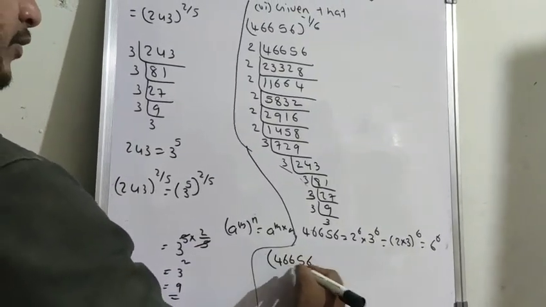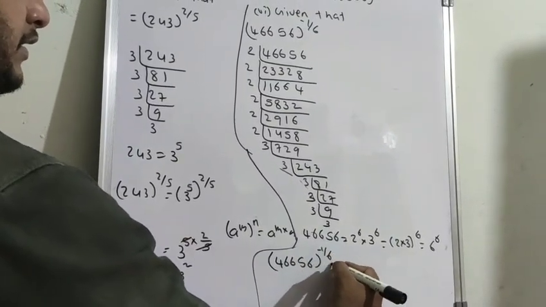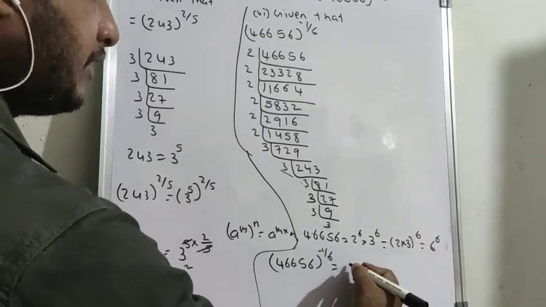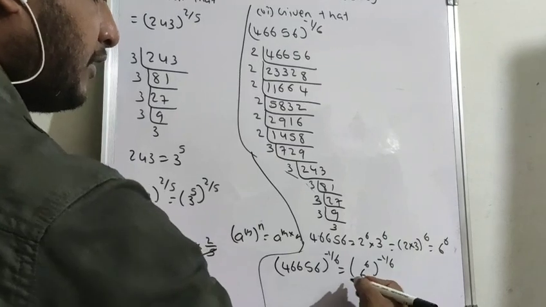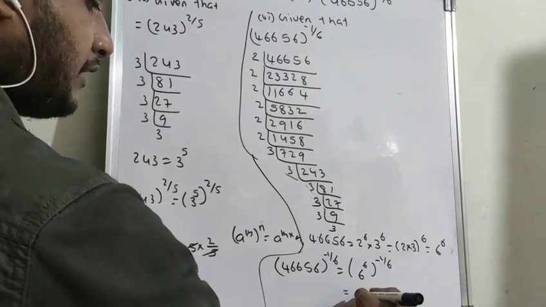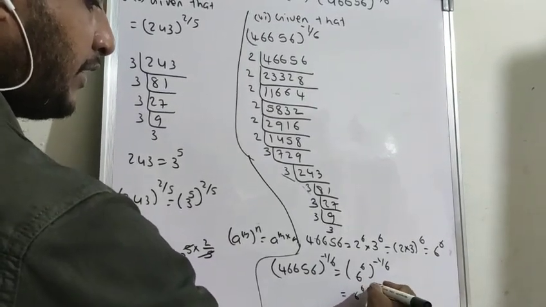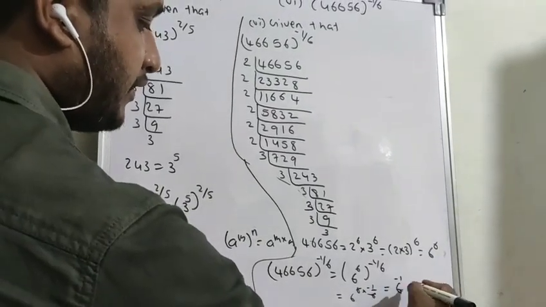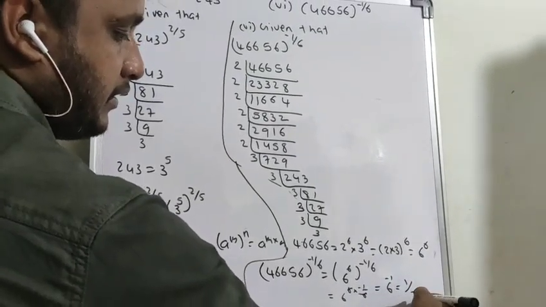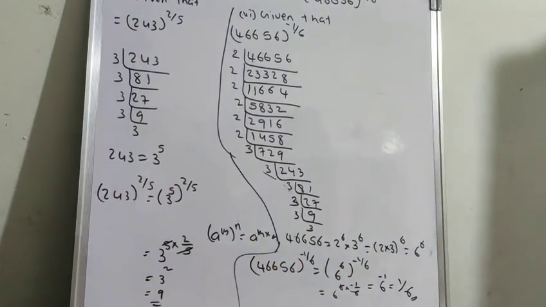46656 whole to the power of minus 1 by 6 is equal to, in the place of 46656, you can write (6 power 6) whole to the power of minus 1 by 6. So from this, 6 power 6 into minus 1 by 6, 6 gets cancelled. 6 to the power of minus 1 is nothing but 1 by 6. This is the answer for that question.